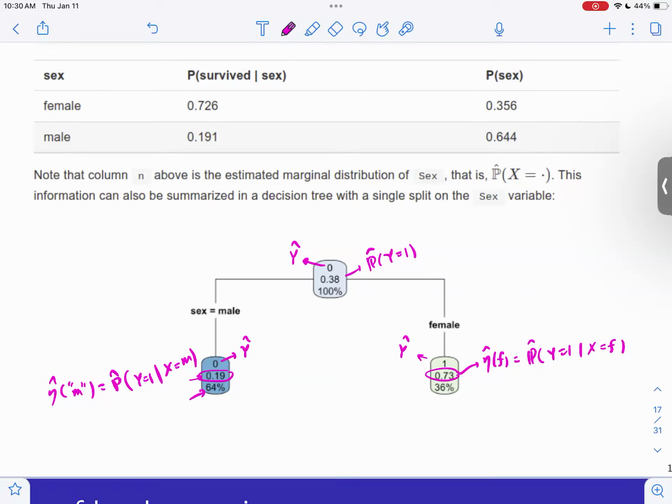Okay. So this is an example of a very simple decision. They call it decision trees. And it's one of the most basic classifiers that you can imagine.